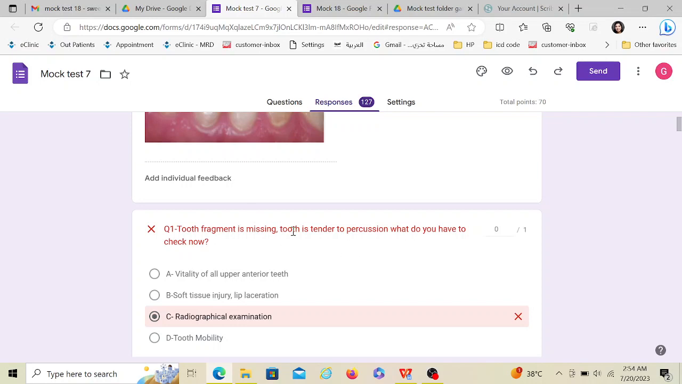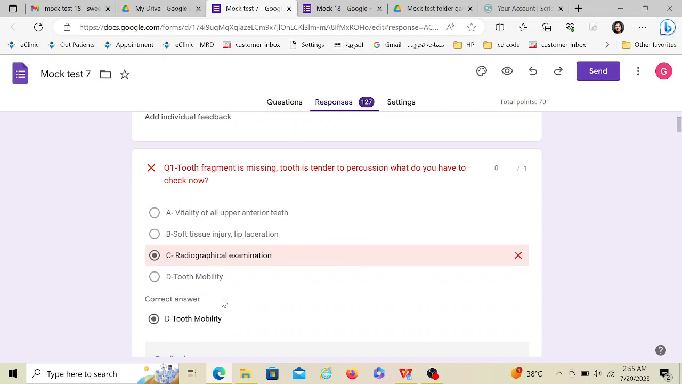If this question had mentioned there is no mobility and the tooth is tender to percussion, then I would have gone with vitality. And if the question had mentioned you are done with the vitality and pulpal testing and the percussion testing and the palpation of the tooth, etc., then I would have gone with the radiographic examination. Understood? So here, because they have just mentioned percussion, my next step would be mobility. So I'm going to choose my answer as mobility.